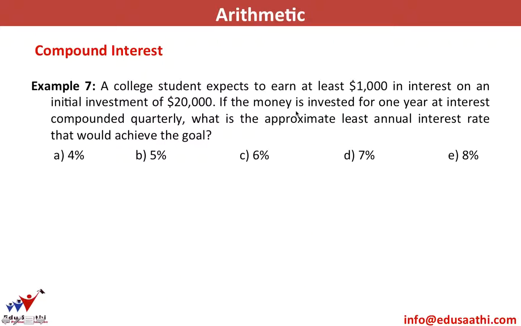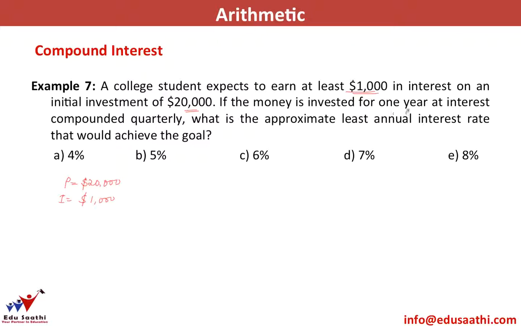Let's look at the next question. A college student expects to earn at least $1,000 in interest on an initial investment of 20,000. So there are 2 things which are given to you. One is the initial investment, which is the principal. The principal which is given to you is 20,000 rupees. And the total interest that he earns is 1,000. Okay. At least 1,000 in interest on an initial investment of 20,000.